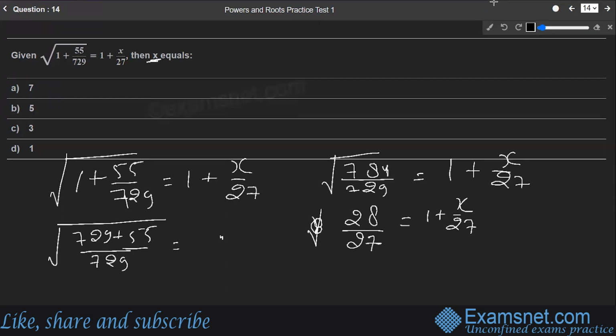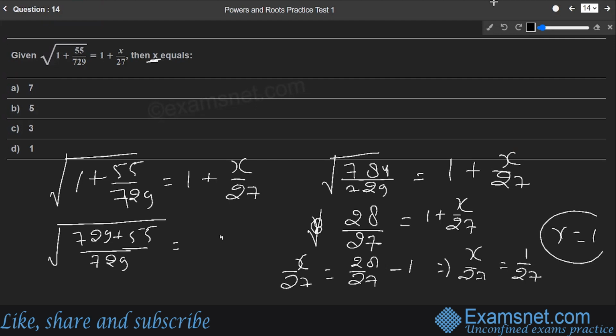We can bring down this one on the left hand side. So we can get x by 27 is equal to 28 by 27 minus 1. Okay, if we solve this further, we get x by 27 is equal to 1 by 27. So clearly x value is coming out to be 1 as the right answer. The x value is coming out to be 1, which is available in option number D, so that becomes the right answer.